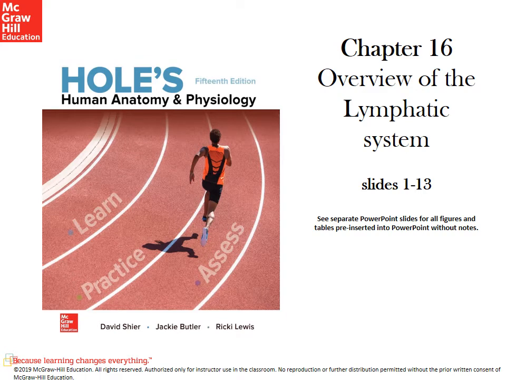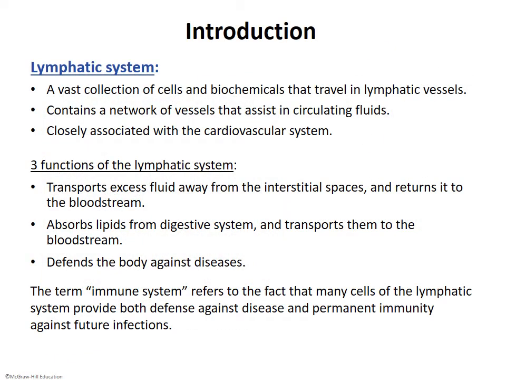All right, in this video we're going to look at the first 13 slides of the lymphatic system, chapter 16, and give a brief overview of the structures of it and how it works. So the lymphatic system, it says, is a vast collection of cells and biochemicals that travel in lymphatic tissues. It contains a network of vessels that assist in circulating fluids and is closely associated with the cardiovascular system. It actually is kind of a cousin of the cardiovascular system.